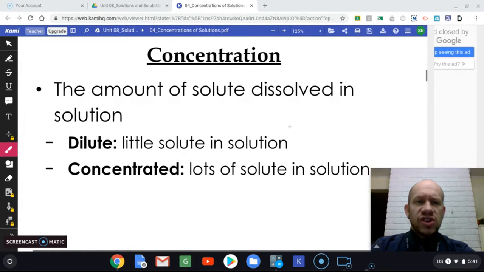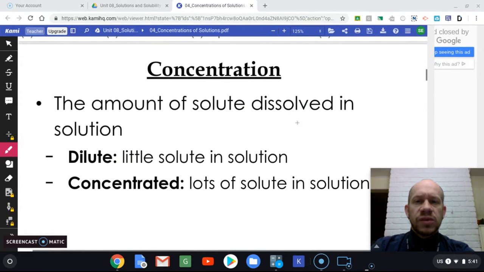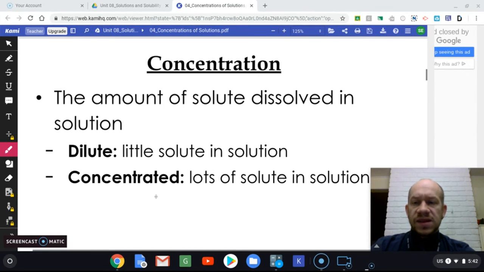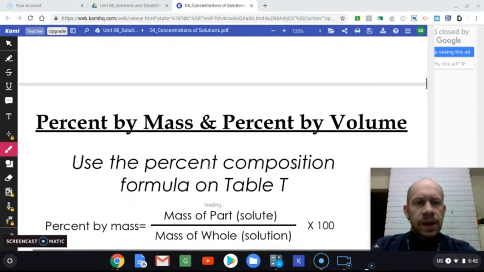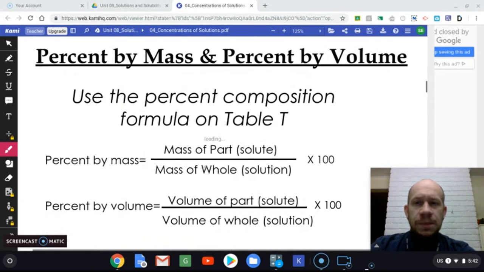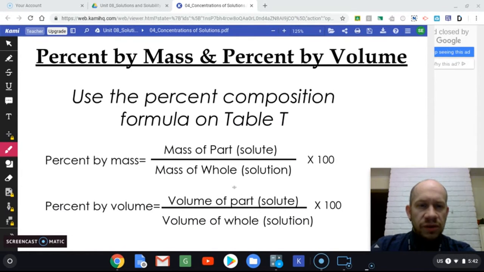So concentration is defined as the amount of solute dissolved in solution. If I have something that is dilute, that means I have a little bit of solute in the solution. If I have something that's concentrated, that means I have lots of solute in the solution. The percent by mass and the percent by volume can both be found on your reference table in Table T. So you're going to use the percent composition formula.